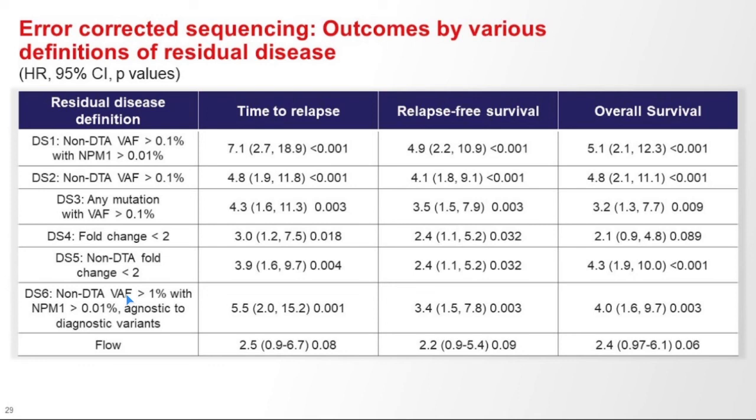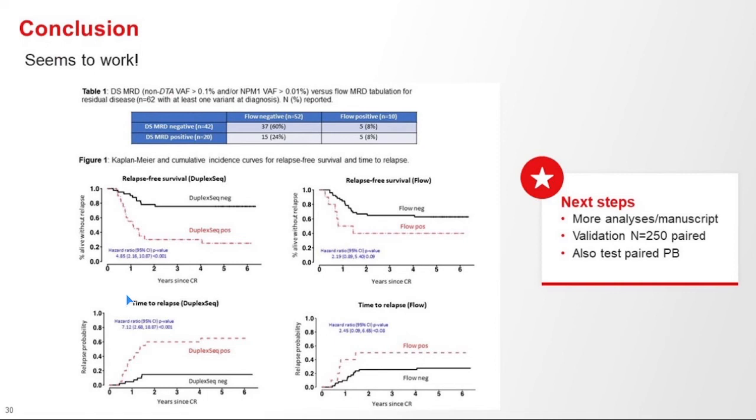So in this definition, in this select patient population, error-corrected sequencing looks a lot more powerful than flow cytometry. And here are your curves: relapse-free survival, duplex sequencing negative, positive; time to relapse, sequencing negative, positive. So it looks fairly interesting.